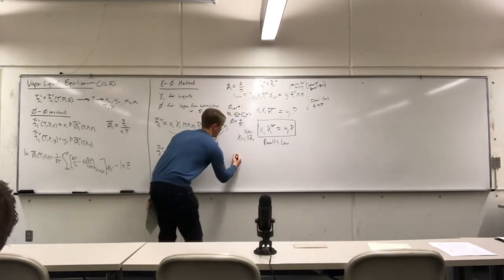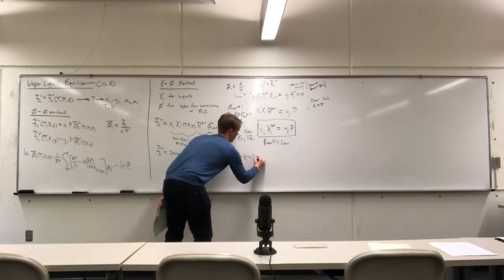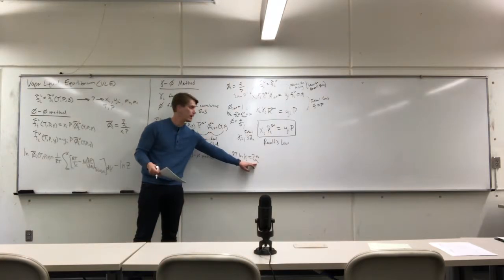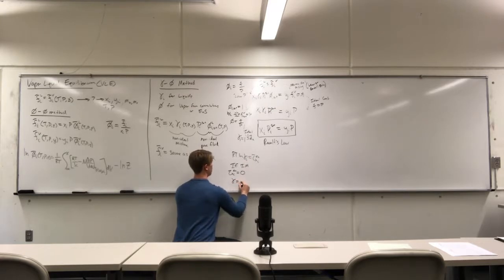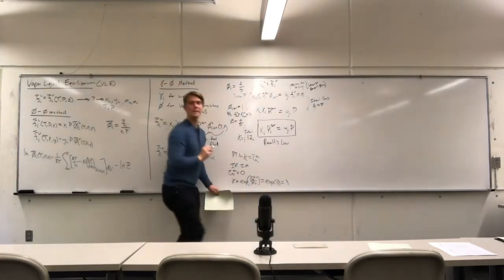Now remember, the activity coefficient is defined based on the partial excess Gibbs free energy. So if the excess Gibbs free energy is equal to zero, so if it's an ideal mixture, the partial excess Gibbs is equal to zero. So gamma is equal to exp of the excess Gibbs over RT, which is equal to exp of zero, which is equal to one.